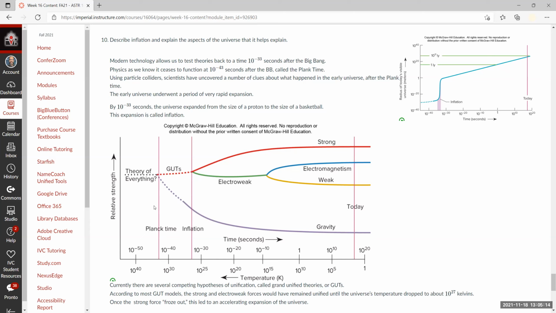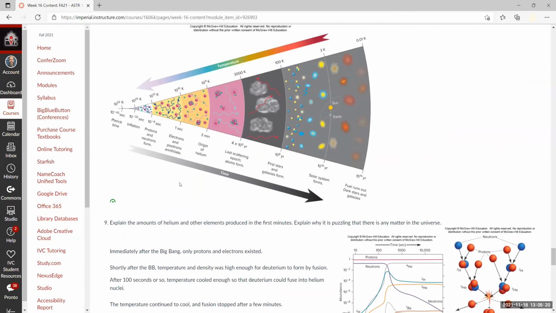This is a fuzzy area. We don't know much about this one, even in terms of physics. We don't have good physics to describe what's going on in here. So this is what happened in the universe.